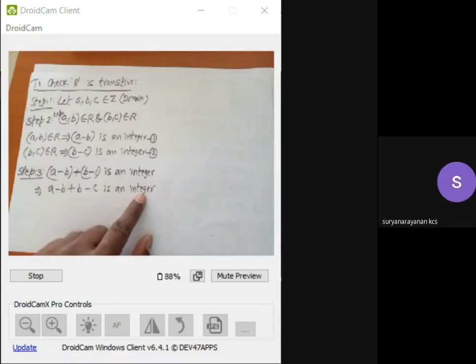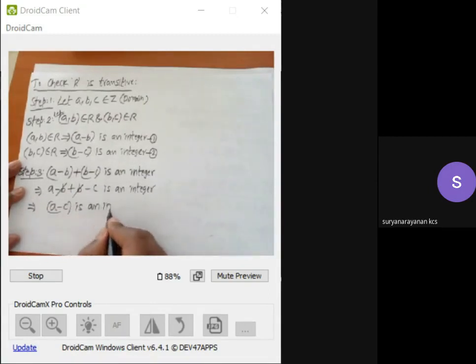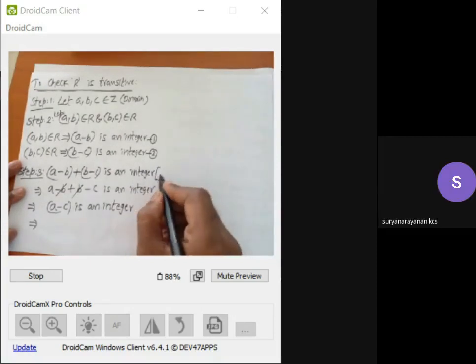Yes, sir. Now, what will you get in the next step? Simplify these four terms. What will you get? Sir, A minus C is an integer, because minus B plus B gets cancelled. A minus C is an integer. Yes or no? We get this statement: A minus C is an integer. Yes, sir. It is a true statement.